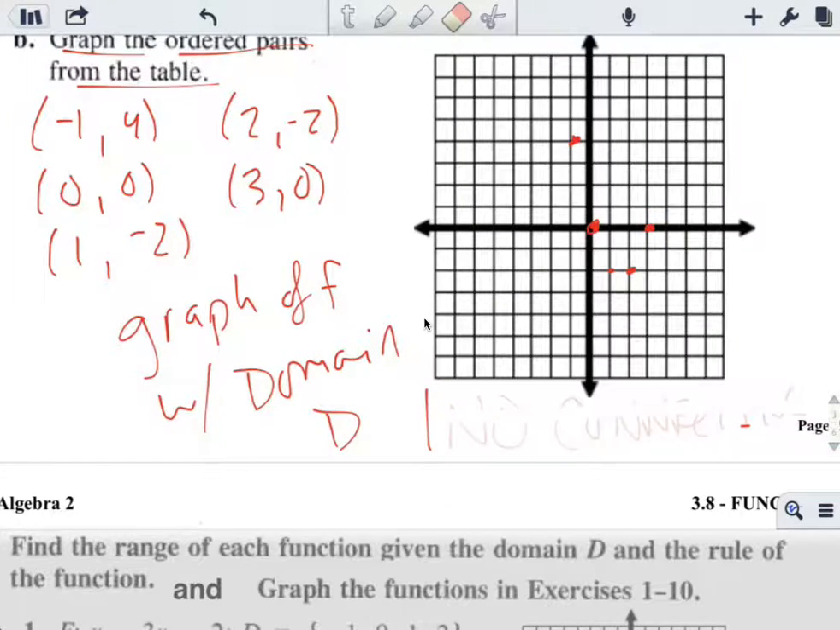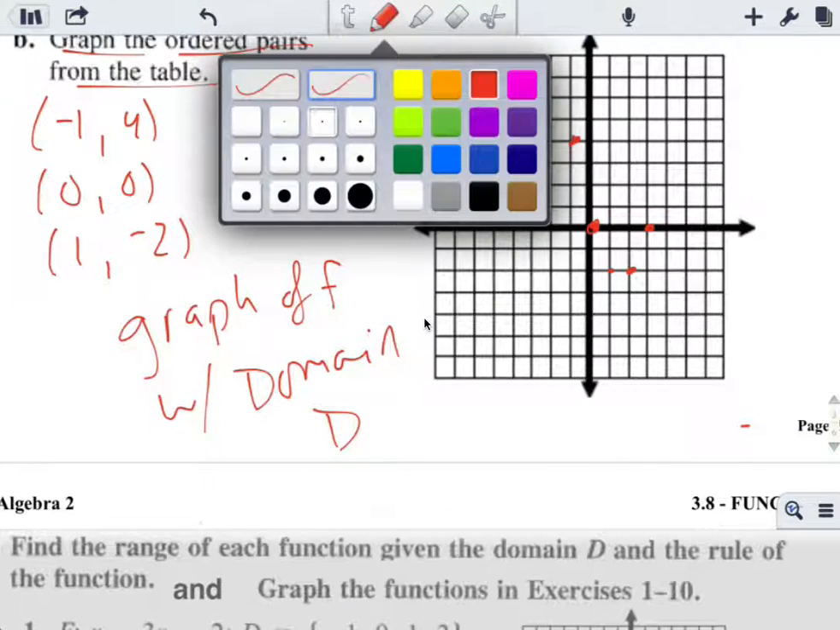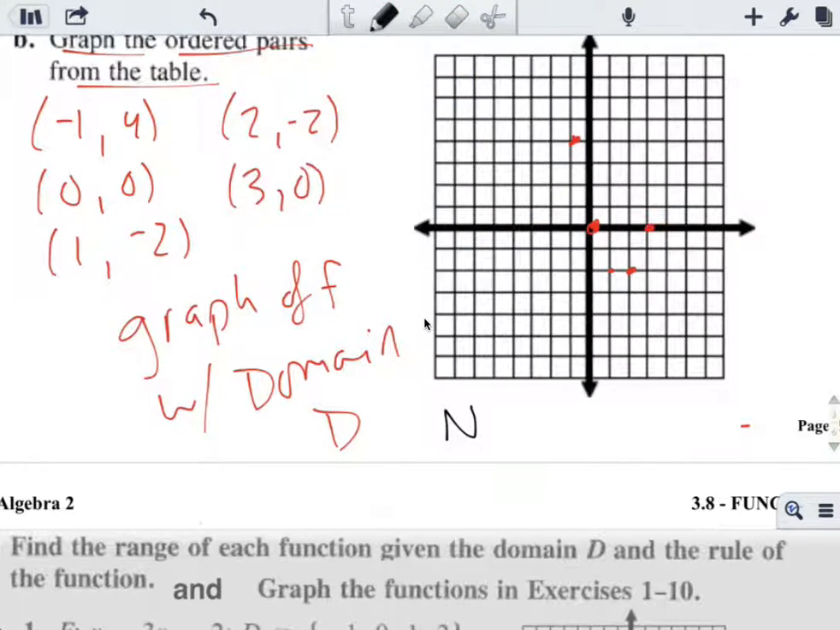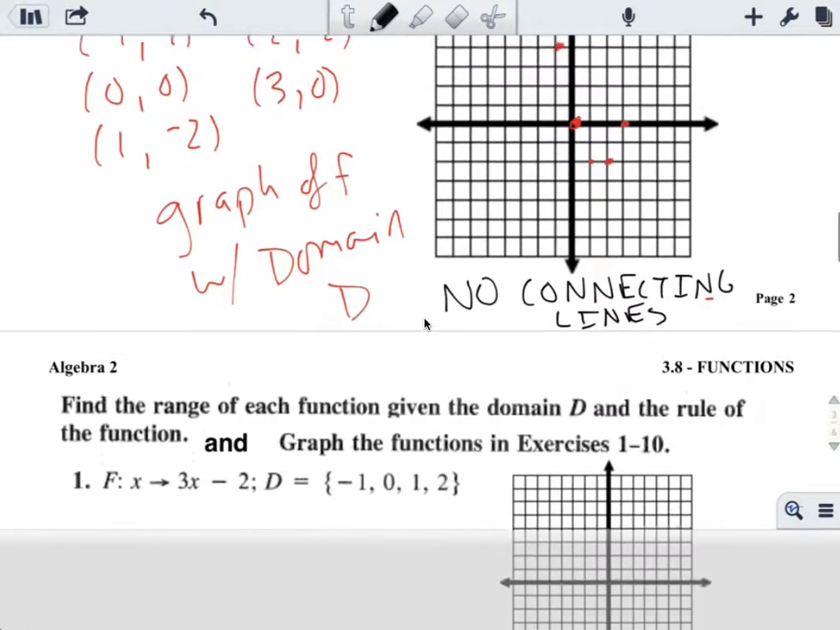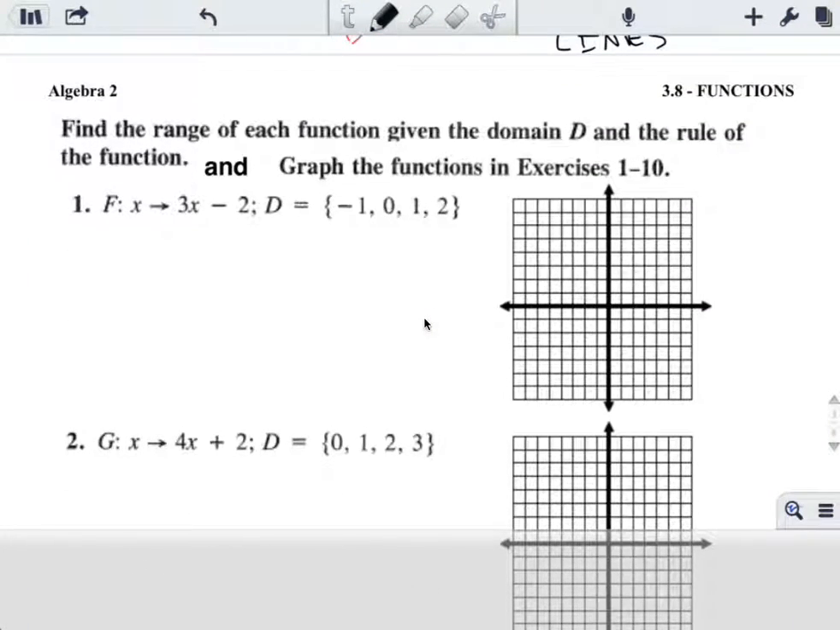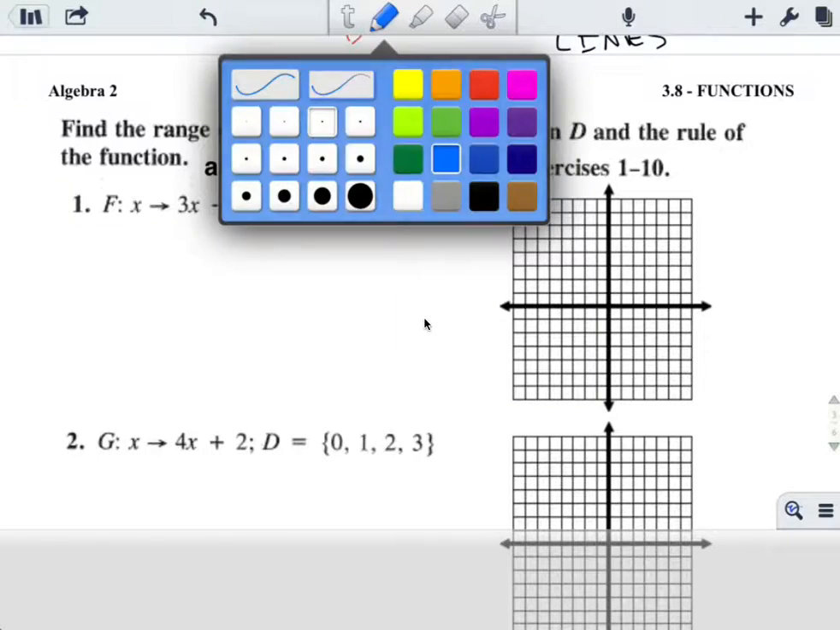I guess I need to make this smaller. No connecting lines. If you connect the dots, you will lose points. Okay, so your homework is to do the same type thing, and I'll talk about the first one here.